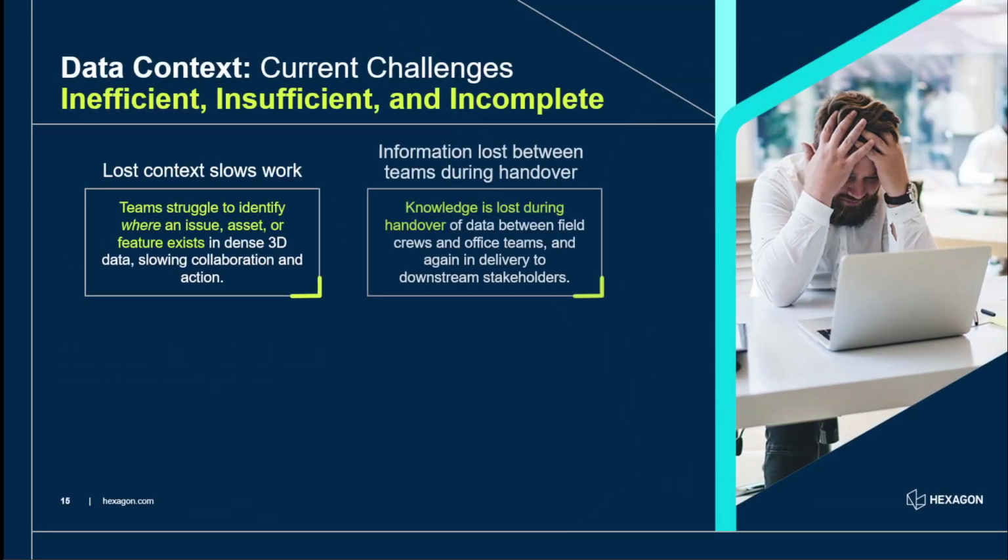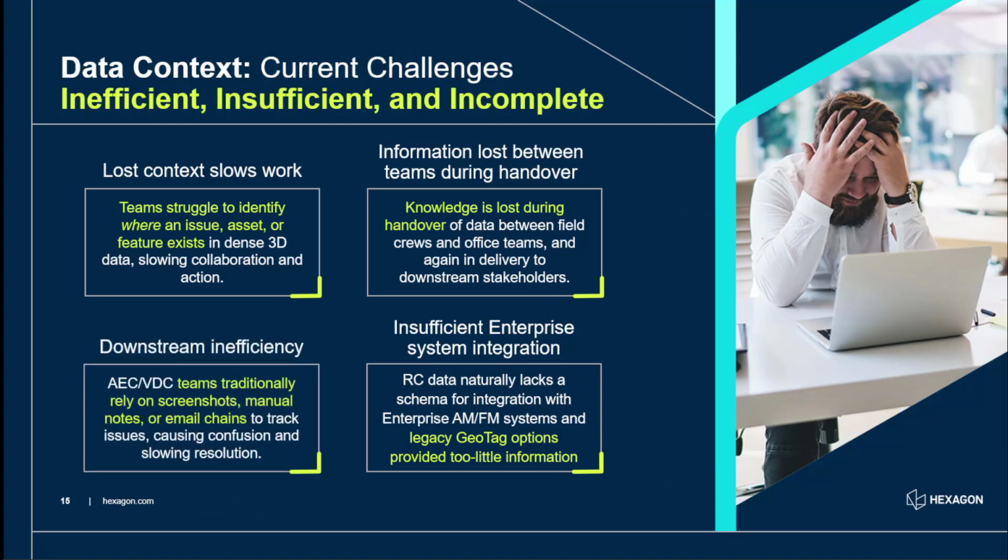So what are the current challenges in terms of data context? I think the three I's here: inefficient, insufficient, and incomplete. What are the issues that stop us making the most of the data that we've put into the cloud and maybe streaming into other places? So, again, breaking these down: lost context slows down work, information can be lost between teams, insufficient enterprise system integration, or maybe downstream inefficiency.